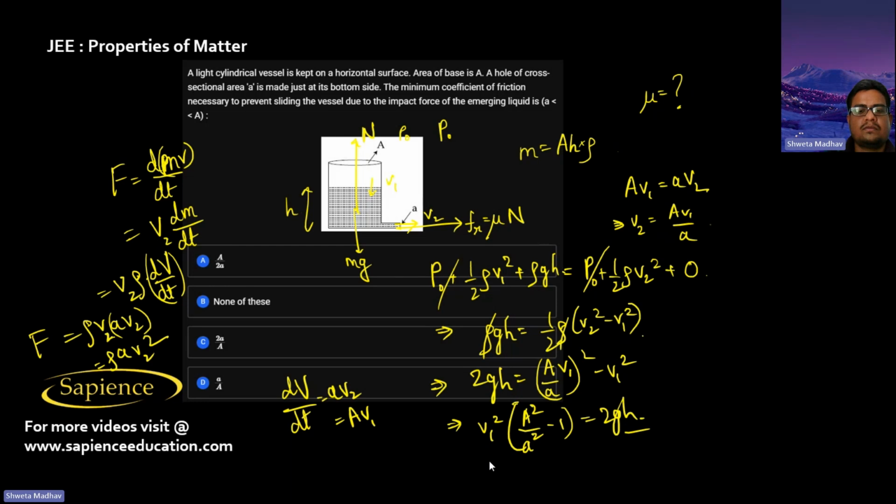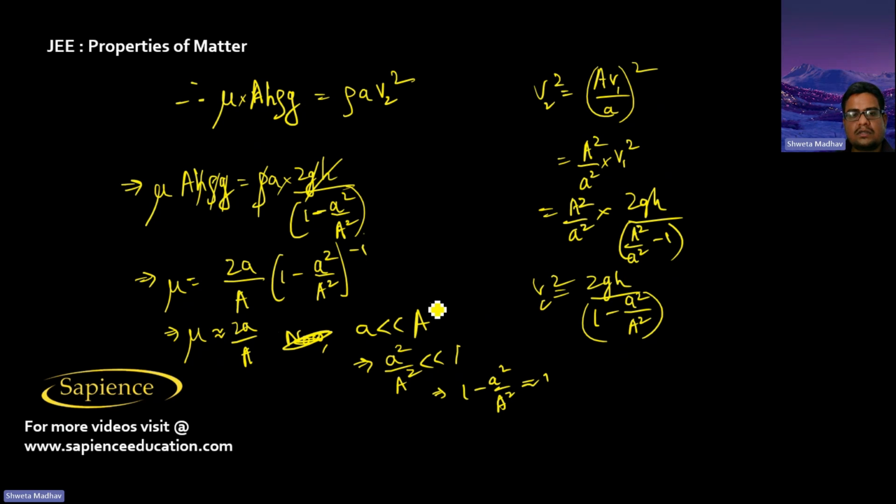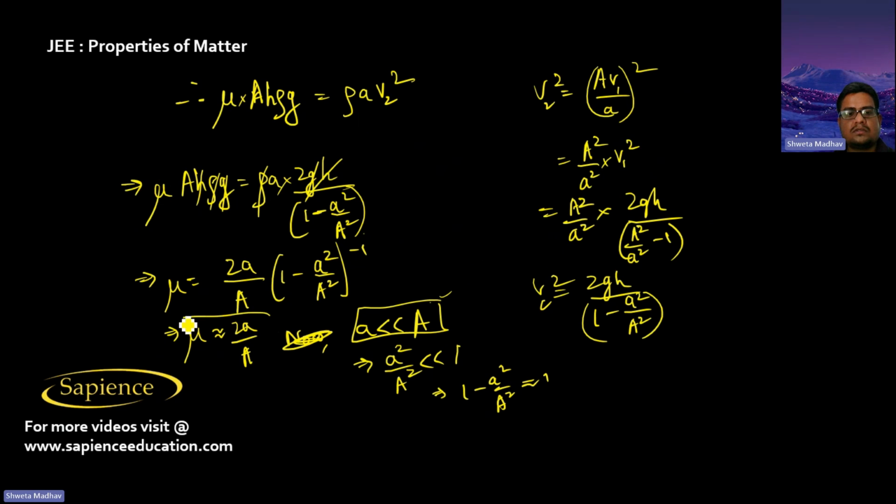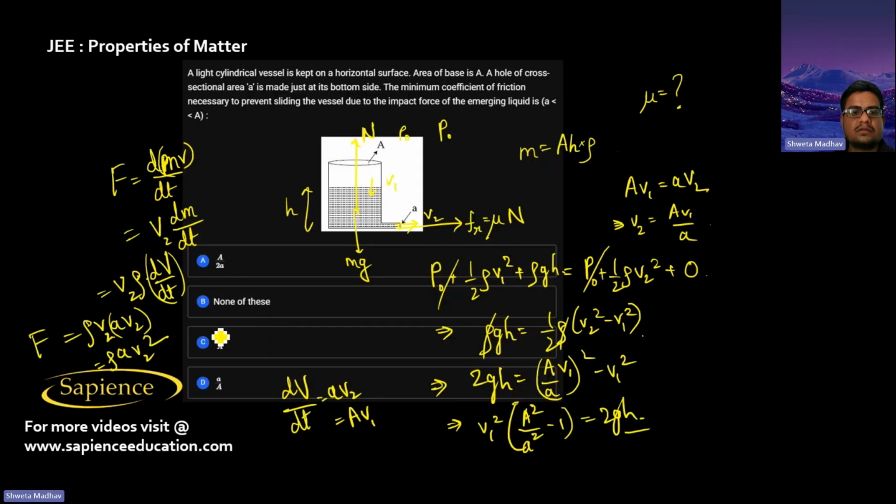So mu will be 2A by A. And if we can't tell this, then the answer will be none of these. But here we can assume that the area of cross section of the hole is much less than the area of cross section of the light cylindrical vessel. So therefore, the answer is 2A, 2 small a by capital X. So option C is the correct answer.